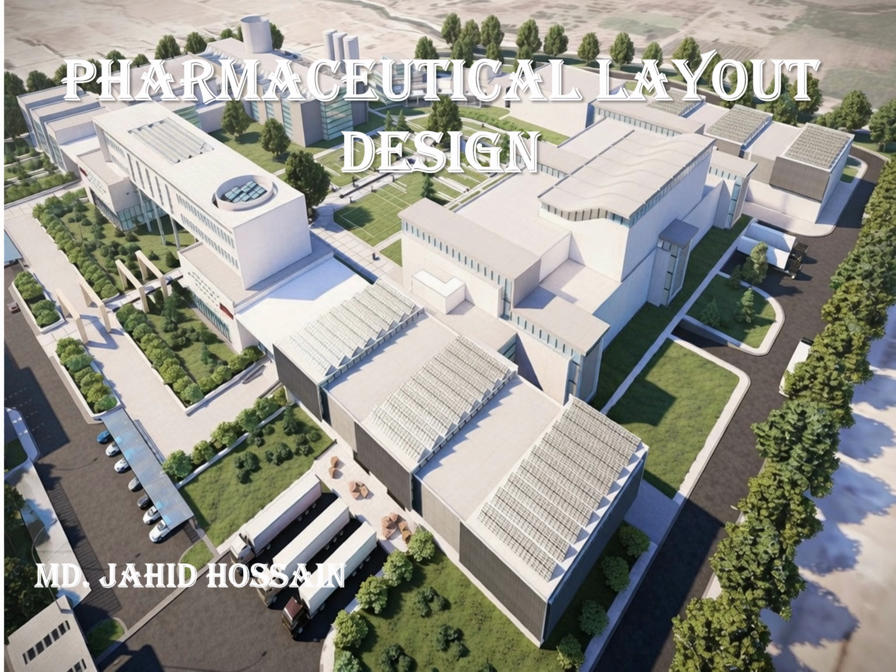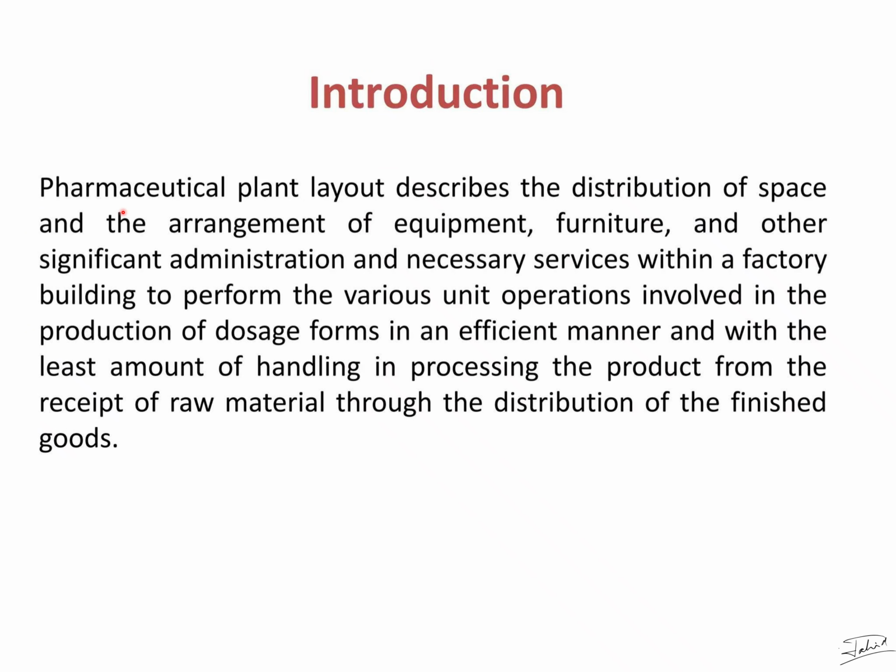In this video lecture, we will learn about pharmaceutical layout design under the course of pharmaceutical engineering. So let's start. Pharmaceutical plant layout describes the distribution of space and the arrangement of equipment, furniture, and other significant administration and necessary services within a factory building to perform the various unit operations involved in the production of dosage forms in an efficient manner and with the least amount of handling in processing and the product from the receipt of raw material through the distribution of finished goods.